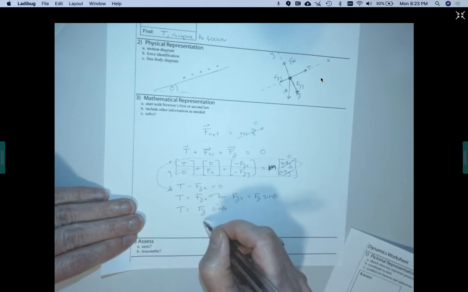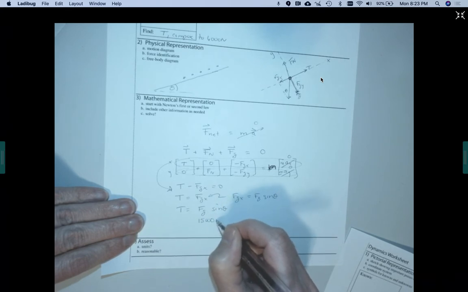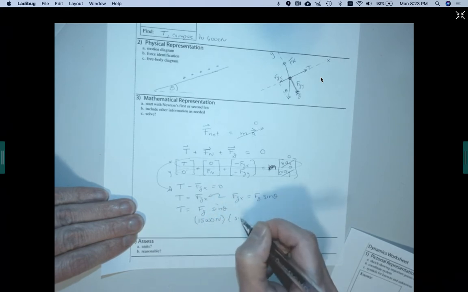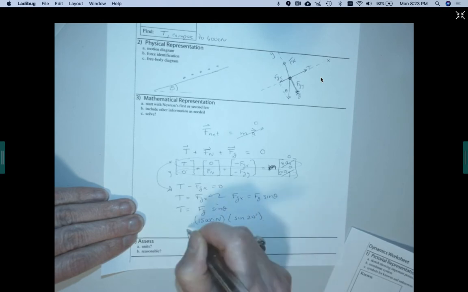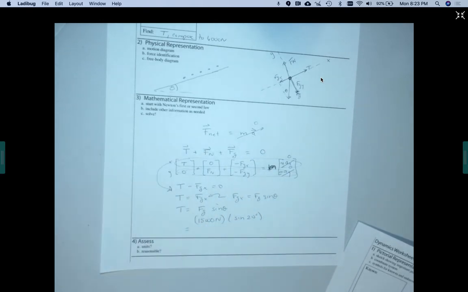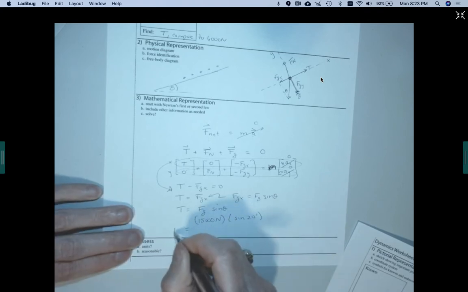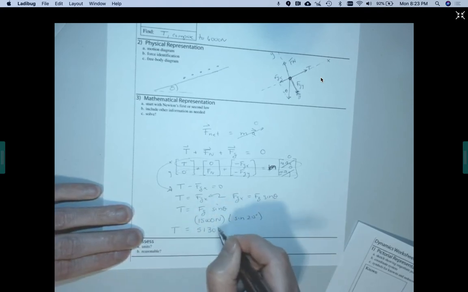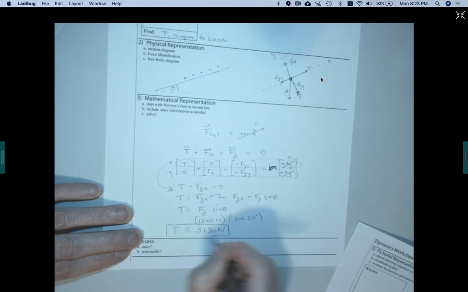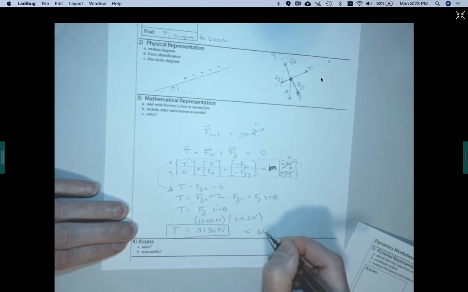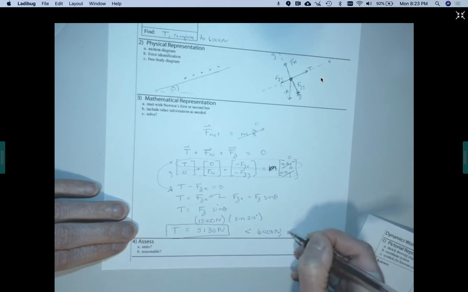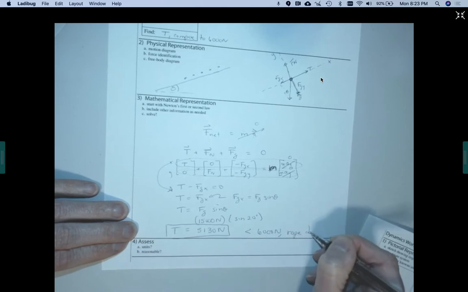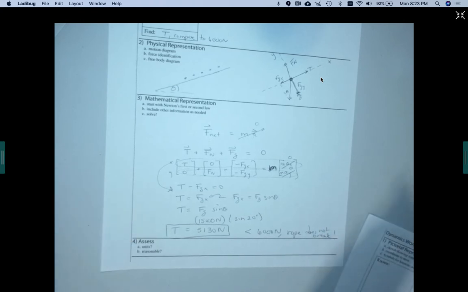Fg, they told us, was 15,000 newtons, and then times the sine of 20 degrees. If we calculate that out, you guys go ahead and do the calculation too, I get the tension is 5130 newtons. Okay, that is less than 6,000 newtons, so the rope does not break. Okay, yay.